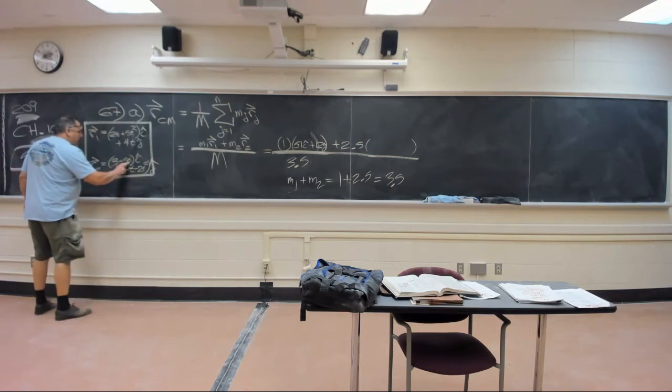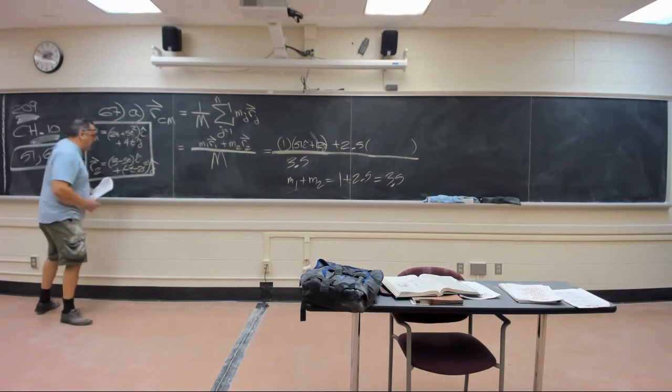Put a 3 right here. 3 times 5 is 15. 3 minus 15 is negative 12.